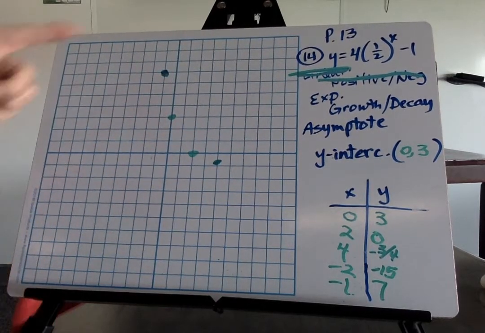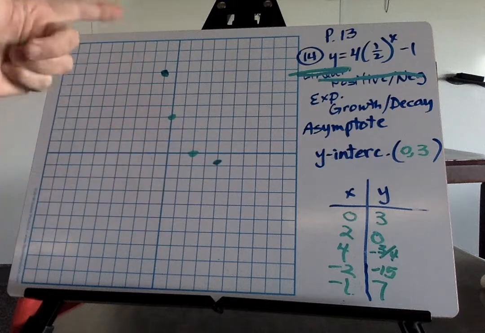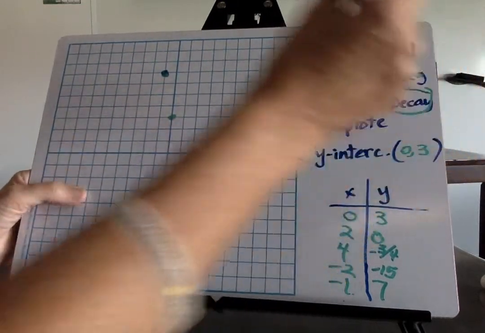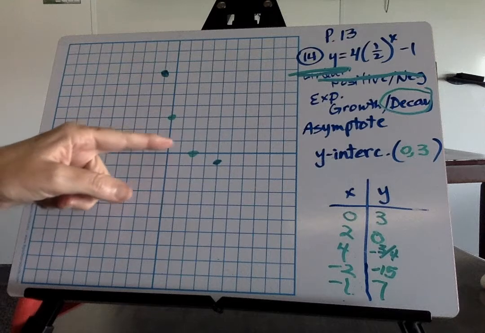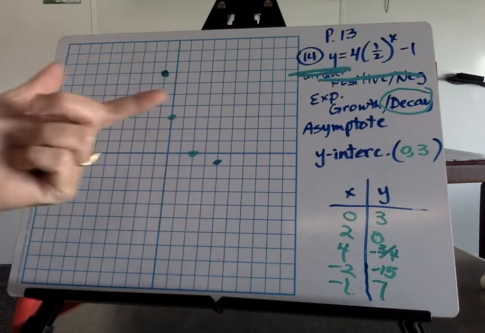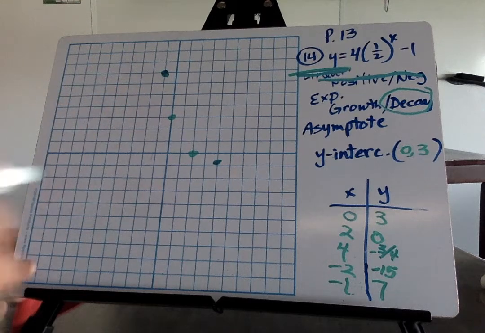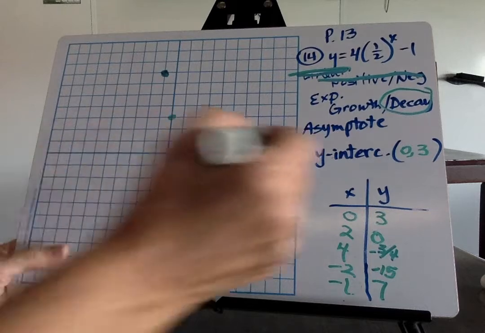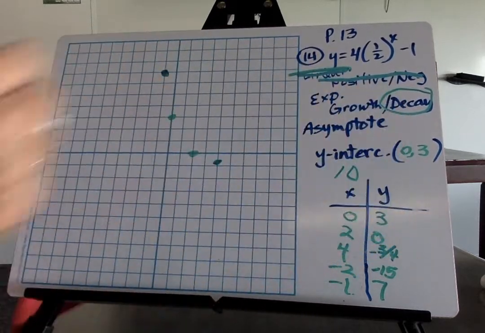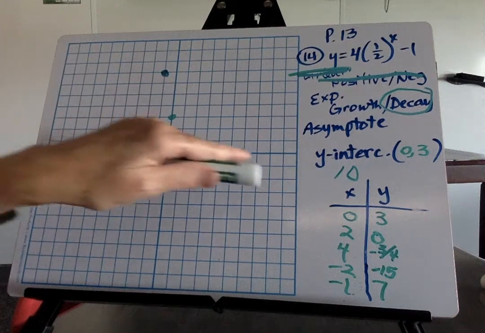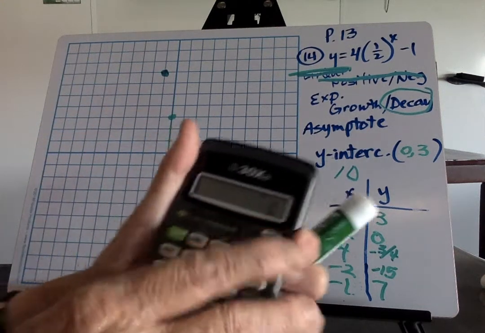Okay, so can we kind of see what's happening? If it's going down and to the right, we know it's a decay. And I'm going to do one more point over here just to see if I can find my asymptote. I'm going to try, let's put 10 in. And that should give me a tiny number close to -1 is what I'm thinking. But let's see what happens.